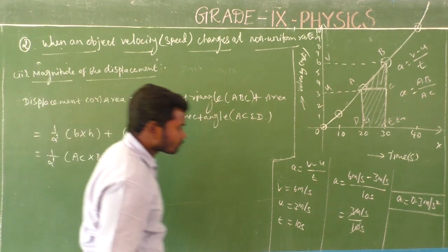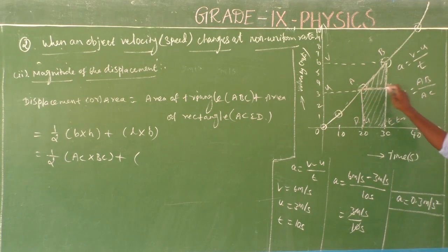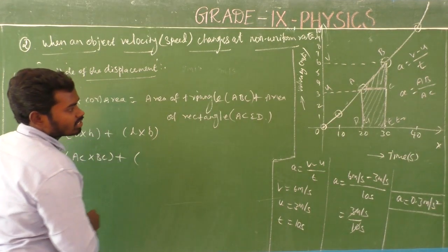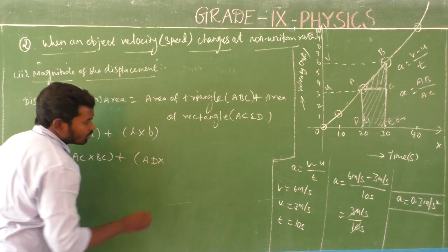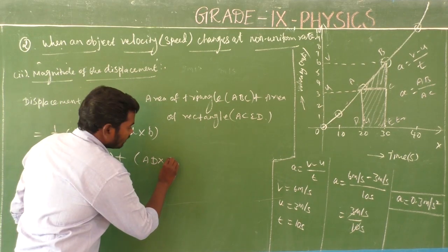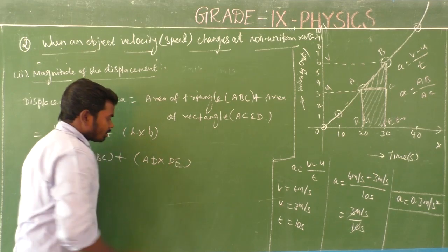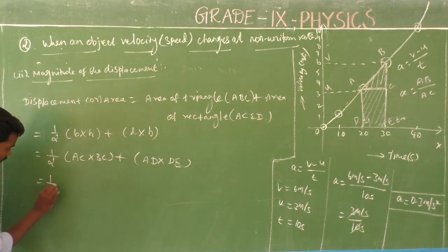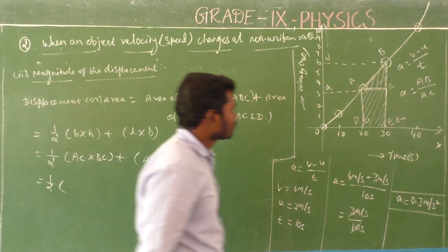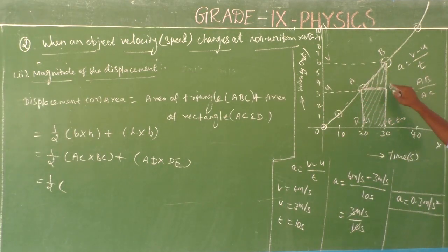Now come to the rectangle. For the area of the rectangle, the formula is L into B. Which is the length and which is the breadth? AD is the length and DE is the breadth. Next, half times the AC value. Look here, this is AC, and AC is parallel to DE.